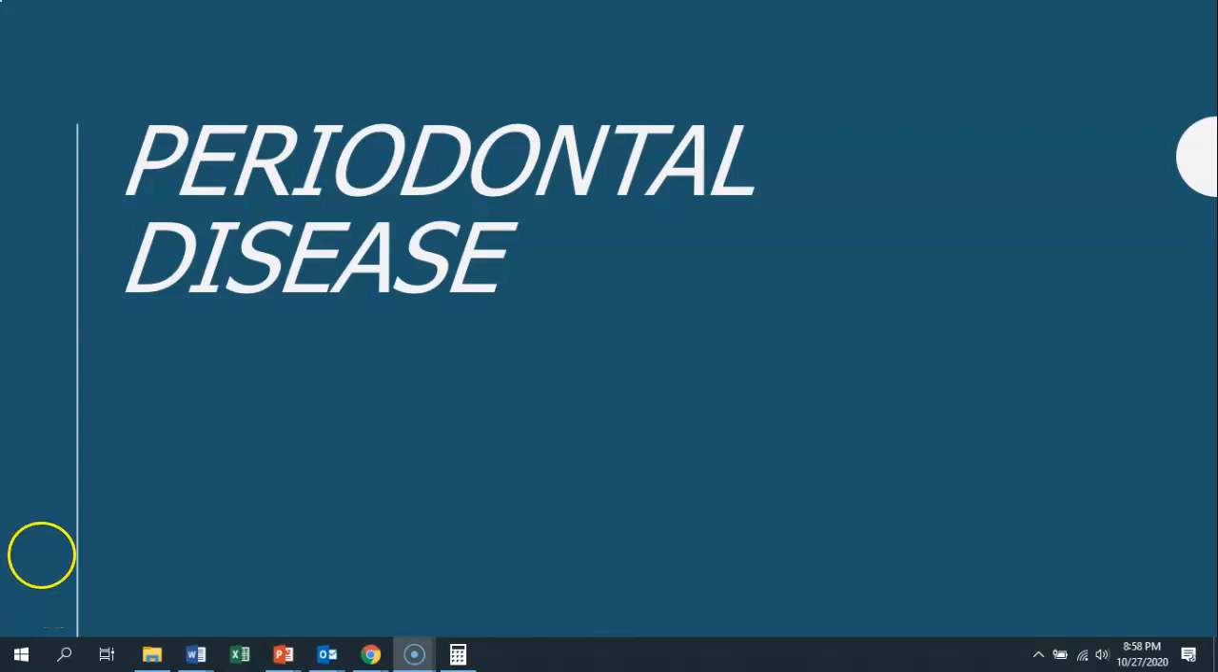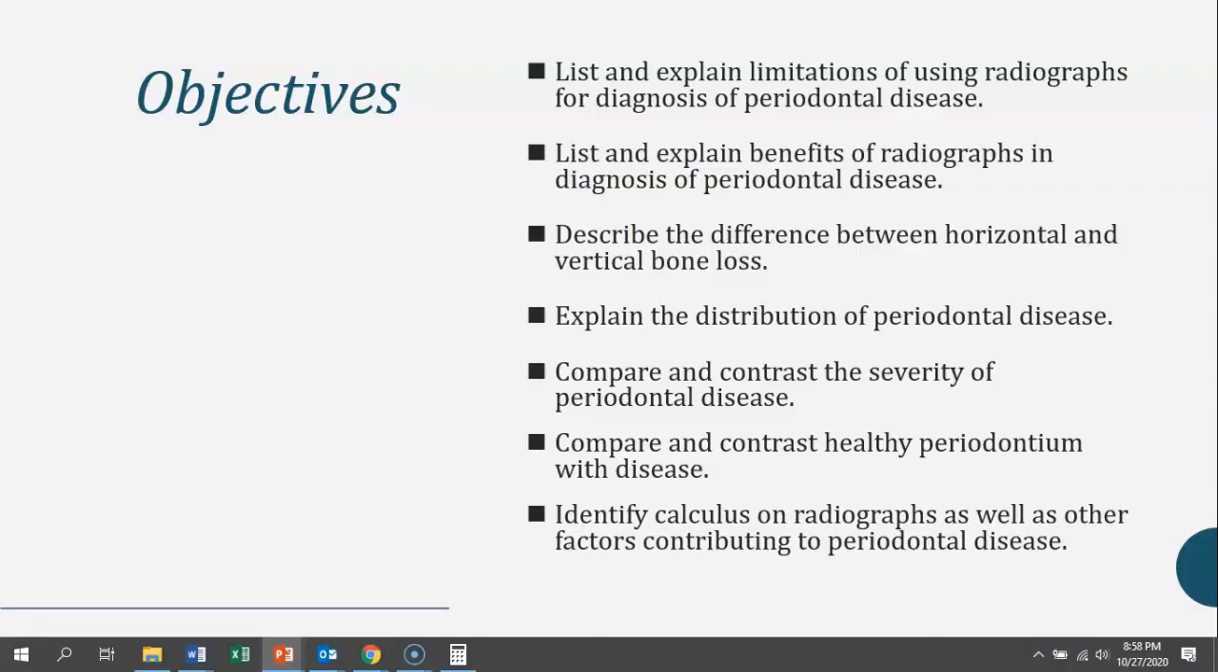Okay, so we are going to start to learn how to interpret periodontal disease on radiographs. This is some more fun topic, I think. Here are our objectives. List and explain limitations of using radiographs for diagnosis of periodontal disease. List and explain benefits of radiographs in diagnosis of periodontal disease.